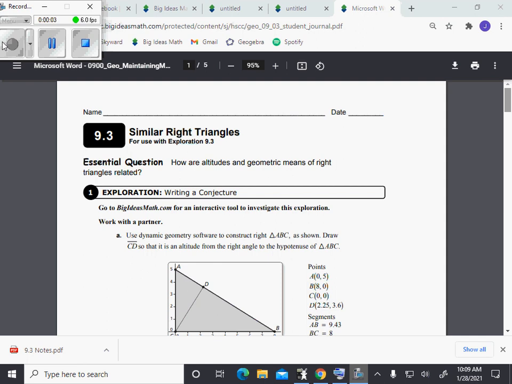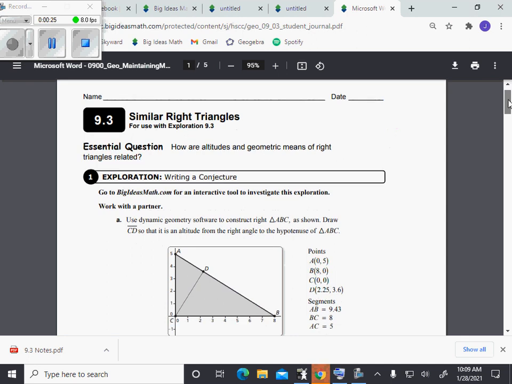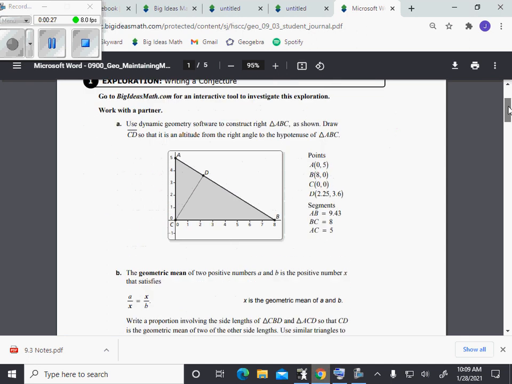Okay, 9.3. We're talking similar right triangles. You guys have seen this word before. It's in chapter 8, right? Same shape, different sides. We have all congruent angles. When we have two similar shapes, all angles are congruent. And if we know at least two angles are congruent, then we have similar triangles.